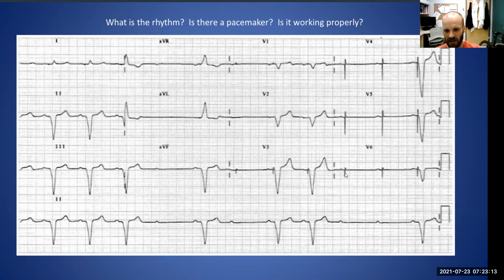Here, we've got pacing spikes without QRS complexes. So the pacemaker is firing, but it's not capturing the myocardium. It's not actually generating a ventricular contraction. So this pacemaker is malfunctioning.